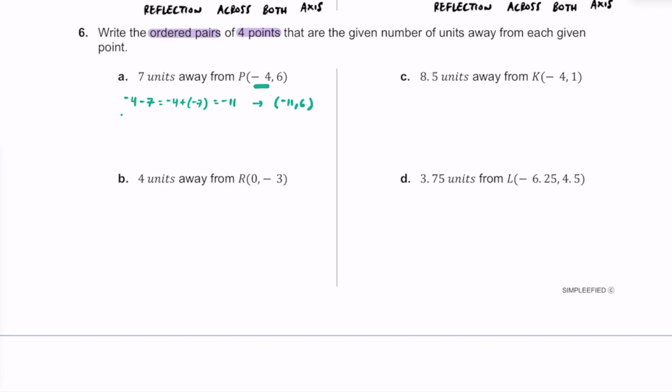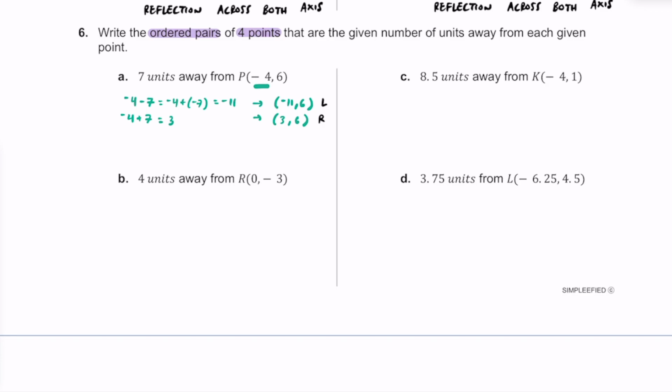What if we want to go to the right? Well, we could take this -4 and then add 7. That's going to go to the right. That's going to end up at +3. So if we do that, then this coordinate here is going to end up at +3, comma, +6. So this point here would be to the left. This point over here would be to the right, because we went 7 to the left and 7 to the right of the x coordinate.